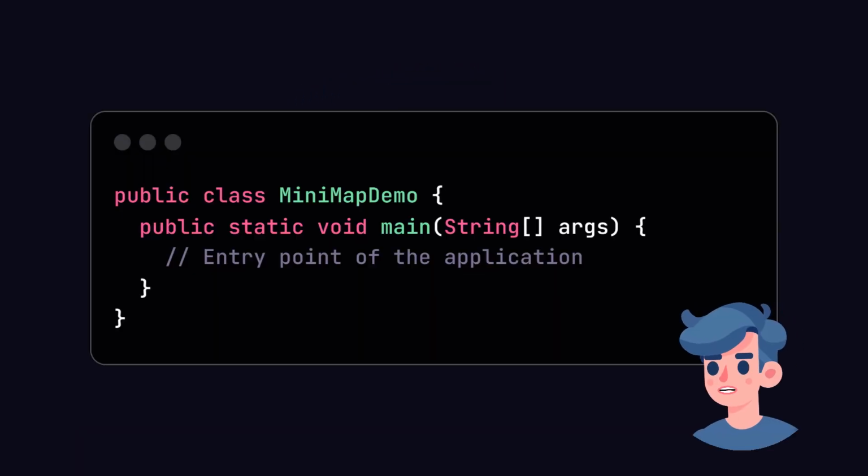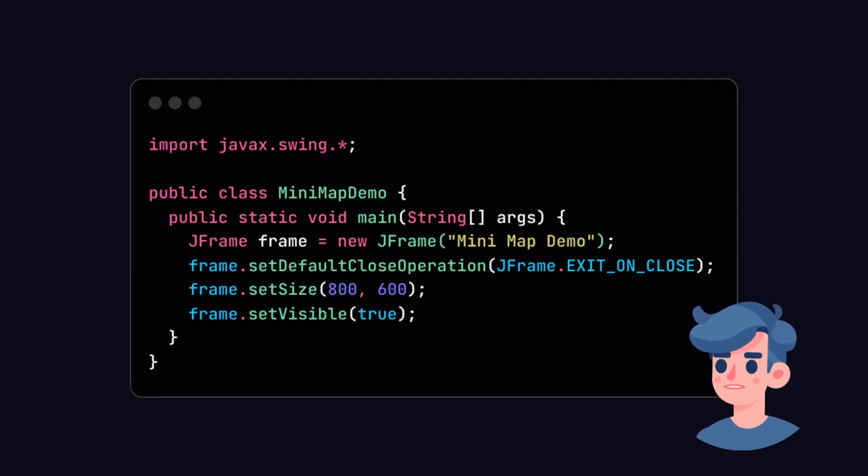To start building our minimap, we first need to create a main class. Inside your newly created project, create a new Java class named MinimapDemo. This will be the entry point for our application. Now, let's set up a basic GUI window where our minimap will reside. We'll use JFrame to create our main application window and set its layout. Here's how to initialize the JFrame.